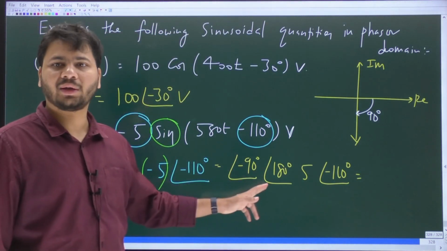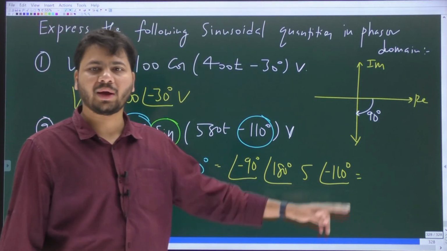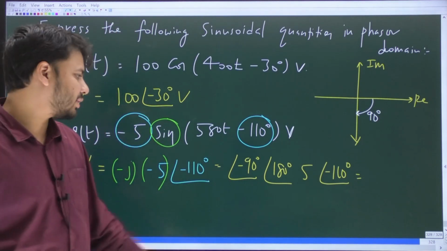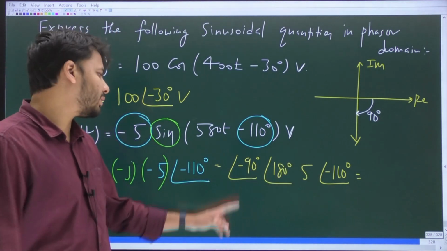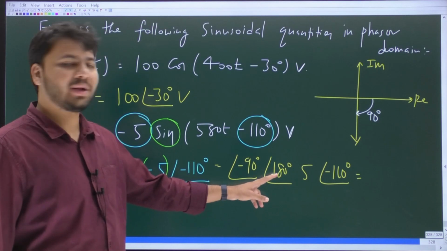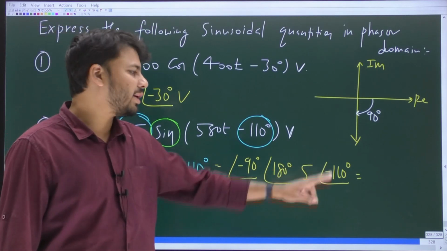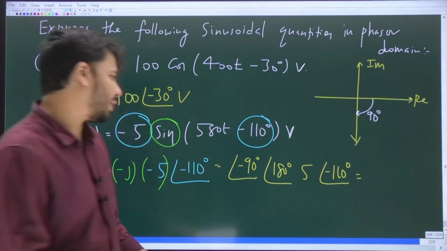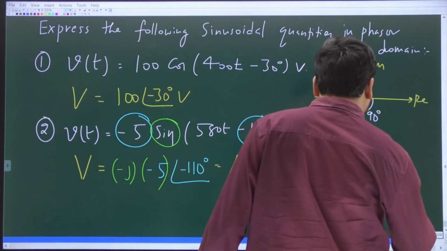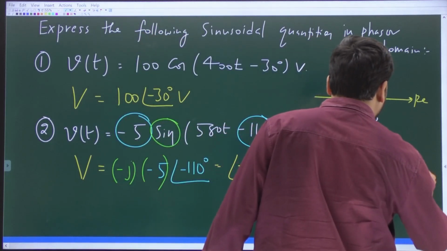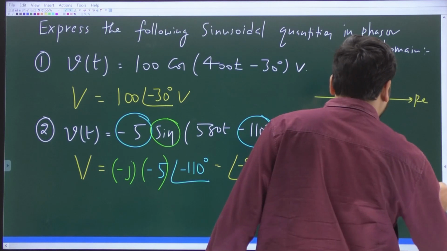Angle minus 90 degrees into angle 180 degrees into angle minus 110 degrees. Just add up all the angles. Minus 90 plus 180 is plus 90. 90 minus 110 is minus 20. So ultimately this can be written as 5 at an angle minus 20 degrees volts.